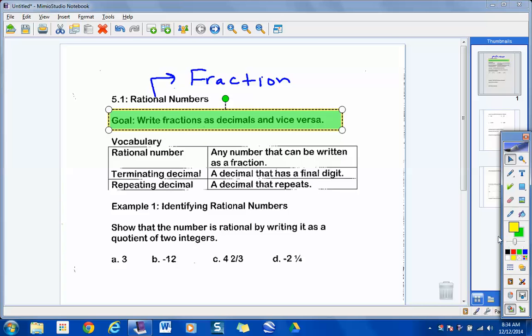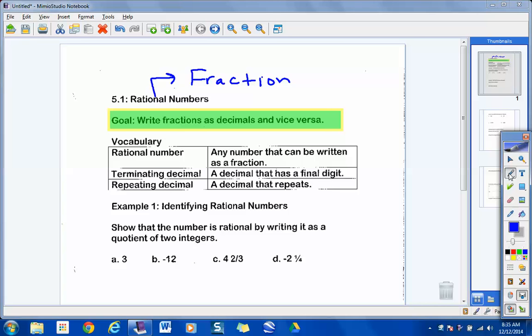All right, a little bit of vocab here quickly. First of all, rational number. Volunteer to read that first one for me. Go, John. Rational number: any number that can be written as a fraction. Okay, any number that I can write as a fraction. I'll show you what some examples look like in a second, but any number that can be written as a fraction is considered rational.